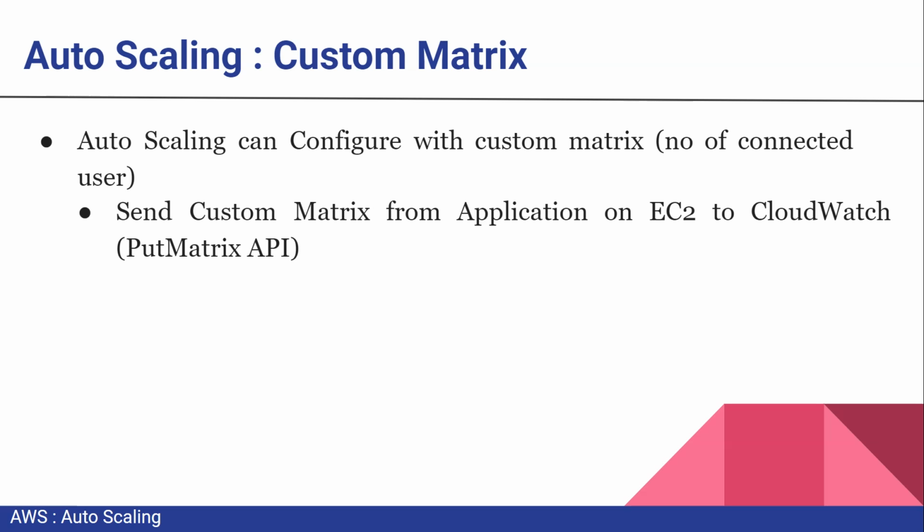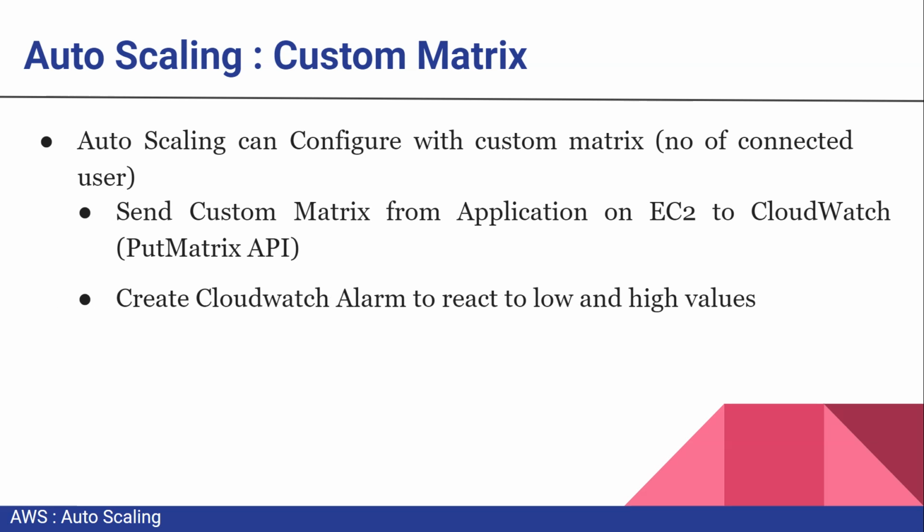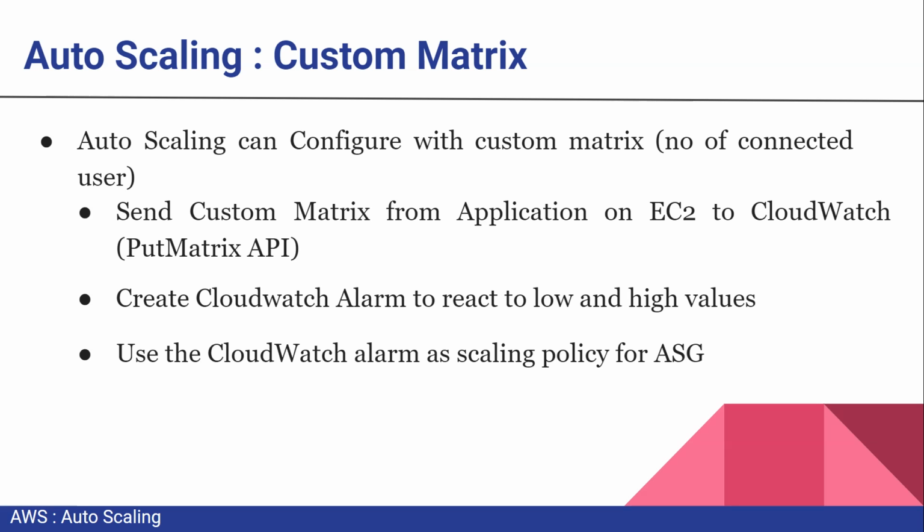The next one is we can create custom metrics from your application. We will send that data to CloudWatch using the PutMetricData API. We'll also create custom alarms to react to low and high values on the specific metrics. So you can define your custom metrics, you can define the policy on your low and high values for the specific metrics, and these alarms basically trigger the scaling policy for your ASG.